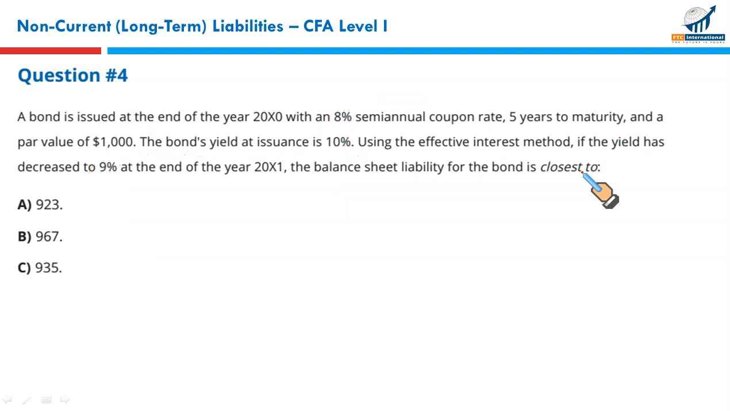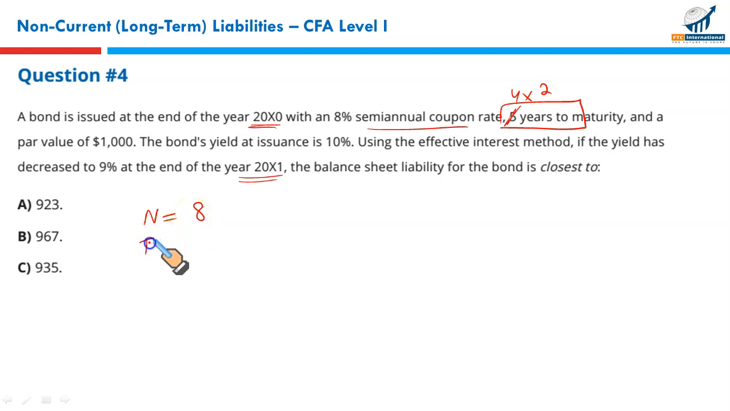For this we need to identify some numbers. Let's do that. First, the bond maturity is 5 years. We issued at the end of 2000X0. Right now it's the end of year 2000X1. It means 1 year has gone. The remaining life of the bond is 4 years. Since interest payments are made semi-annually, that means 2 periods every year for 4 years, so the number of periods would be 8. N is 8.